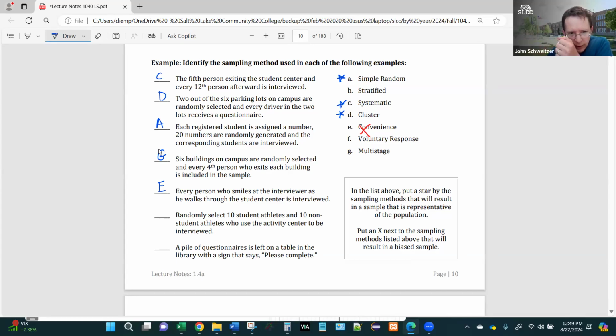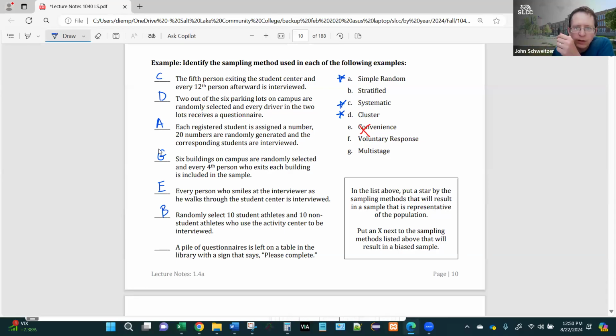Okay, so then you randomly select 10 student athletes and 10 non-student athletes who use the activity center to be interviewed. What do you guys think about this one? B, yep. Yeah, you're either a student athlete or you're not typically, right? And so those are like strata. And then we randomly select from each one.